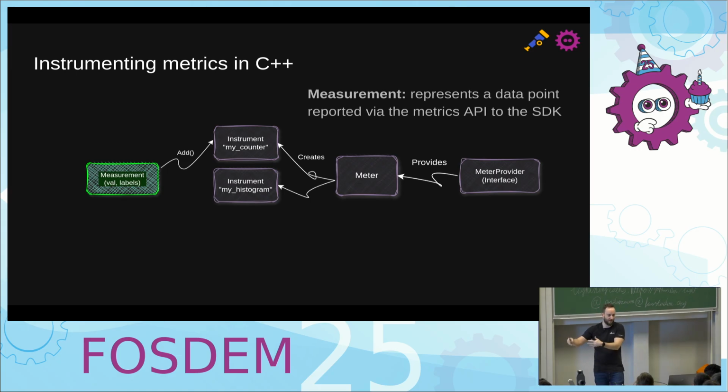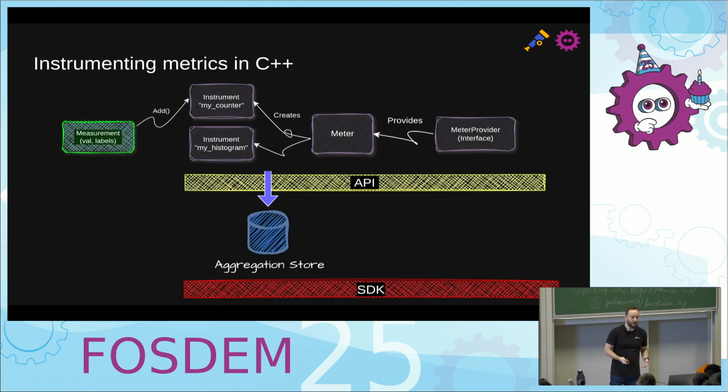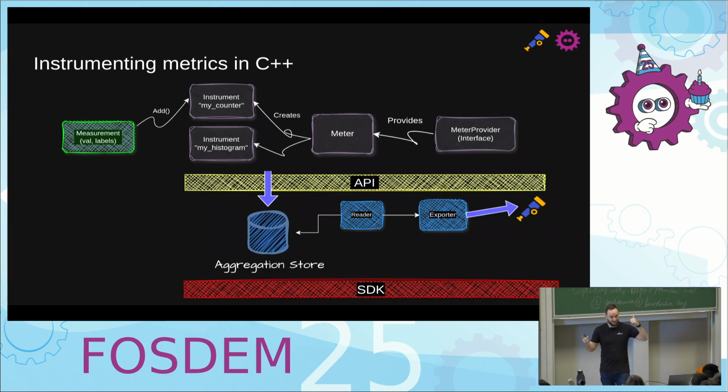And then the other things are for the API. So that's cool, but what happens after that? Because I was wondering, okay, I just throw this metric, and now what, right? Well, it gets stored into an aggregation store or a local storage, and then the cool thing, and this is what I love about this project, is that it says, okay, now you define a reader and an exporter.